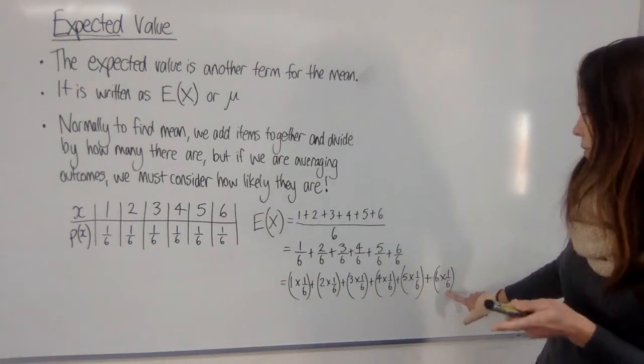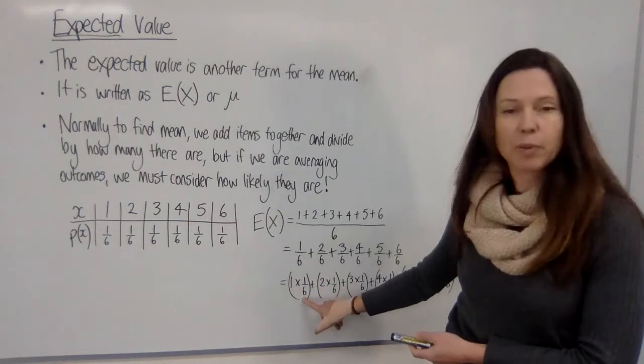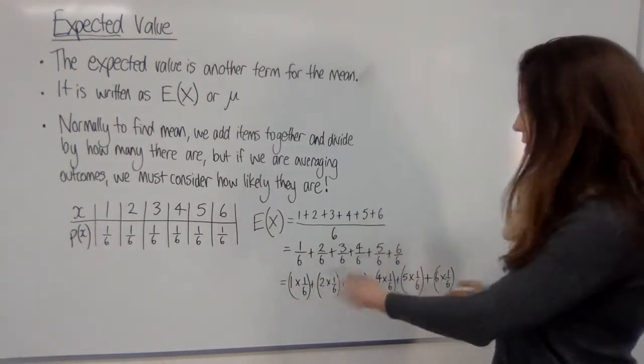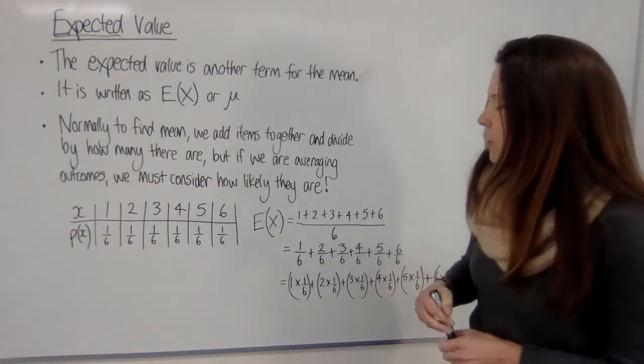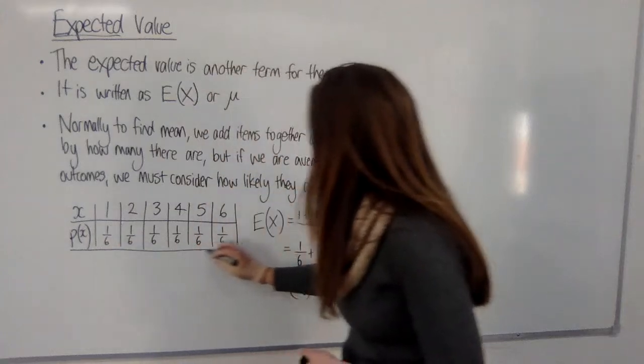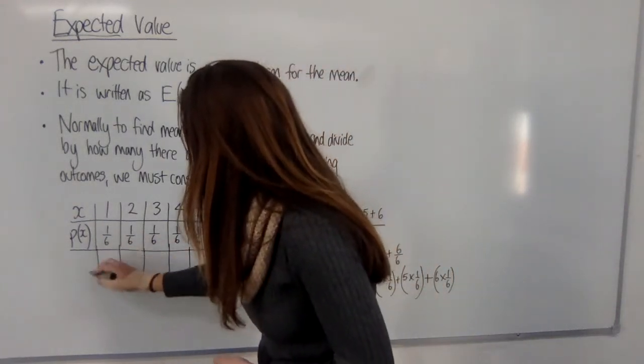Now, it seems that what I have to do is multiply each outcome by its probability and then add them together. And that gets me my 3.5. So, let's look at another way that we could set this out so that we've got a method for when things get a little bit more tricky.